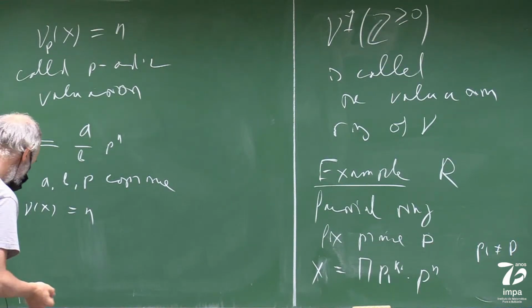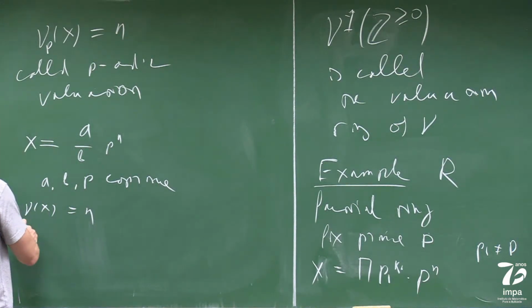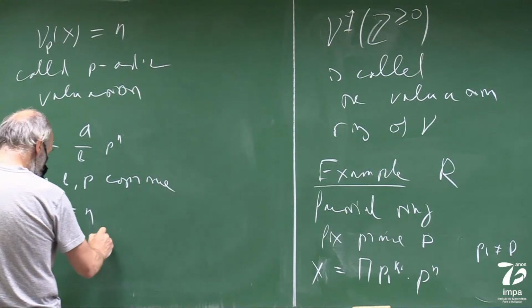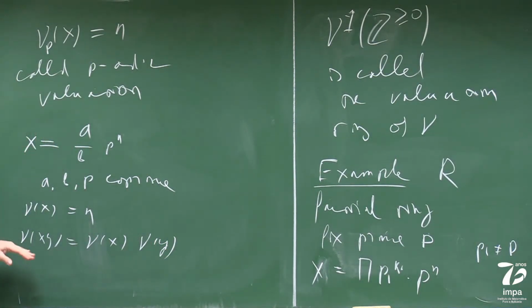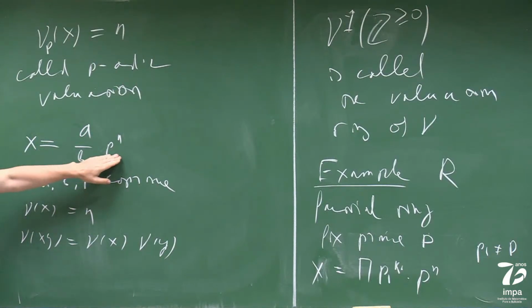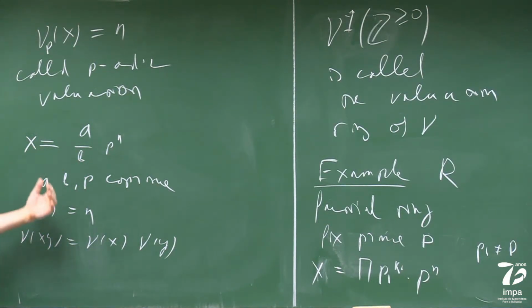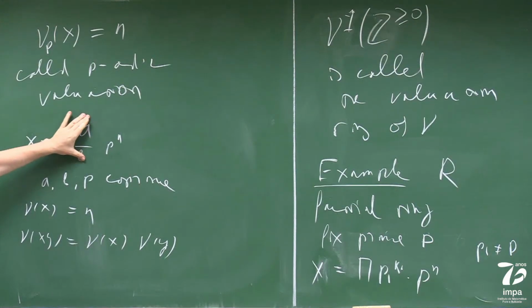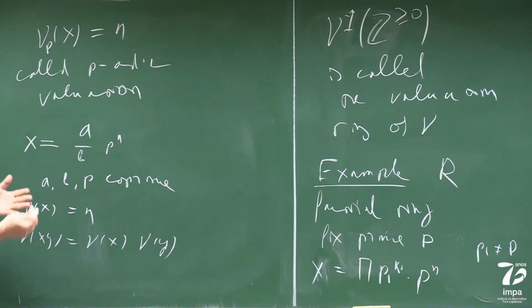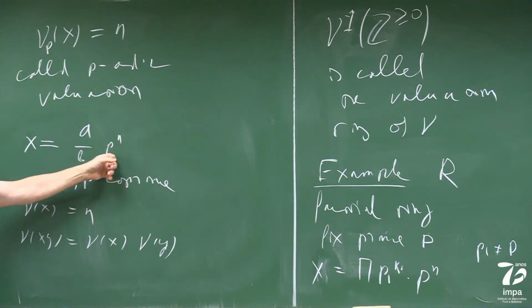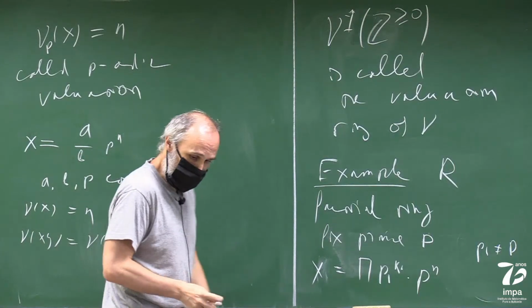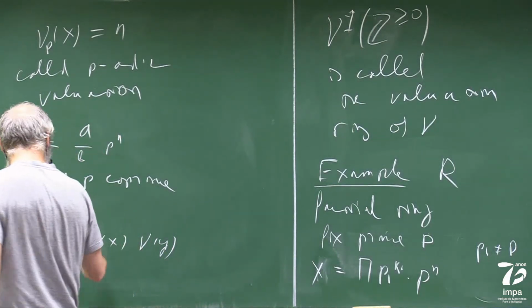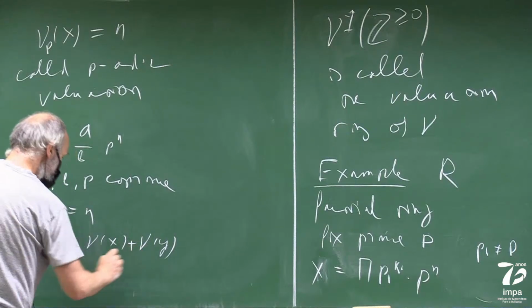Okay, so why is it a valuation? First, nu of xy is clearly nu of x plus nu of y. This is because x and y are each something coprime to p times p to some power. Then their product: first you multiply the parts coprime to p, and they remain coprime to p, and then you multiply powers of p. The exponents are added. So this is why we have a plus here.